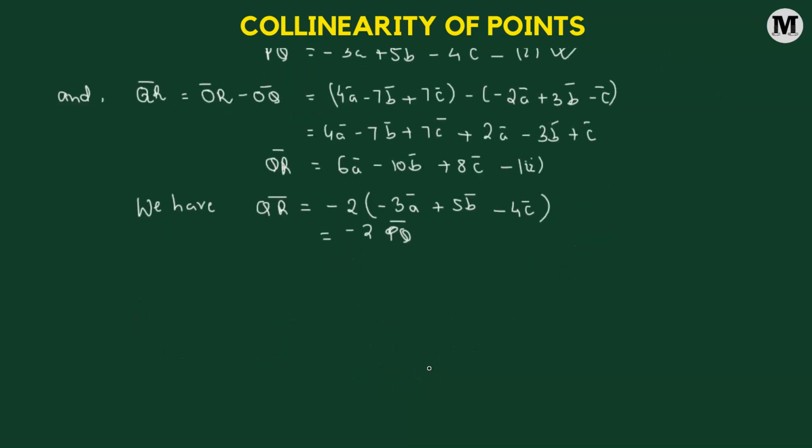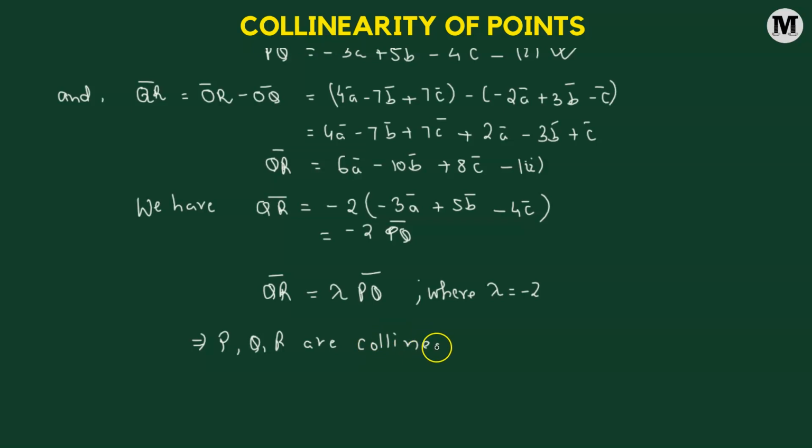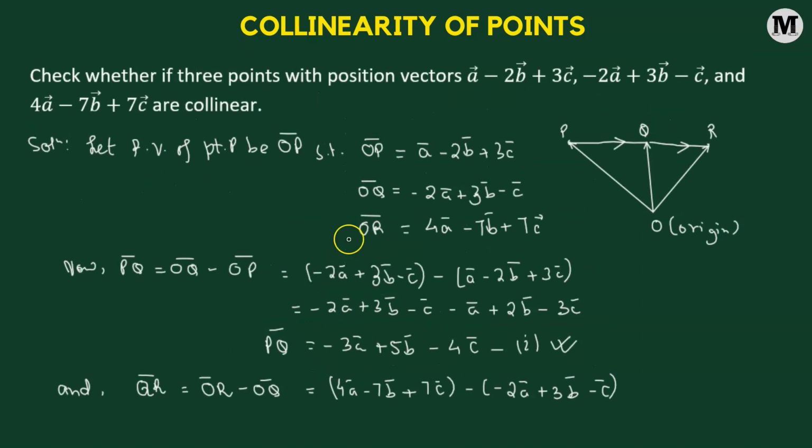Now we have a condition here. We have a vector QR, and this equals some scalar value lambda times PQ vector, where we have considered lambda to be equal to negative 2. This particular relation tells us that the points P, Q and R must be collinear. So we have successfully verified that these 3 points P, Q, and R, which are defined by the position vectors A vector minus 2B vector plus 3C vector and the remaining, are indeed collinear.